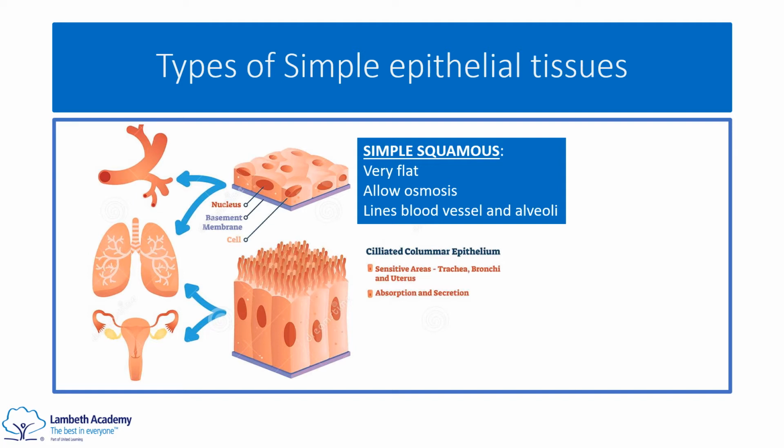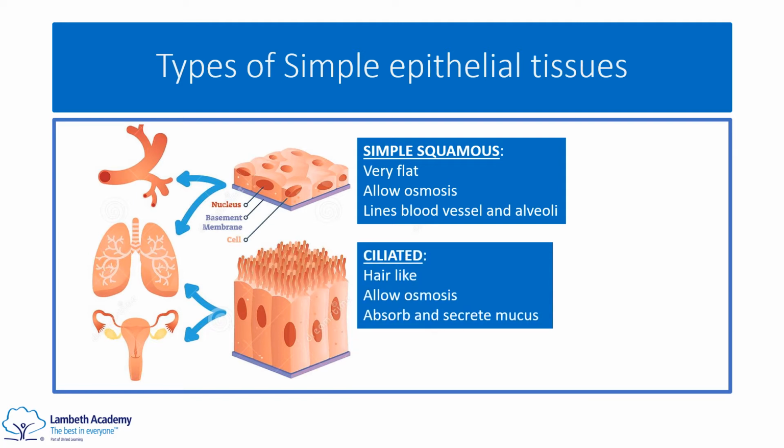The next type of cell that we're going to look at is the ciliated cell. So this has almost like little hairs attached to it, and again this will allow for osmosis. The hair-like structures that you can see at the top of the cell here, I've just marked those in purple for you, they allow for the absorption and the secretion of mucus. And so that's why you'll find these in your respiratory tract, you'll find these in your fallopian tubes, because they secrete mucus.